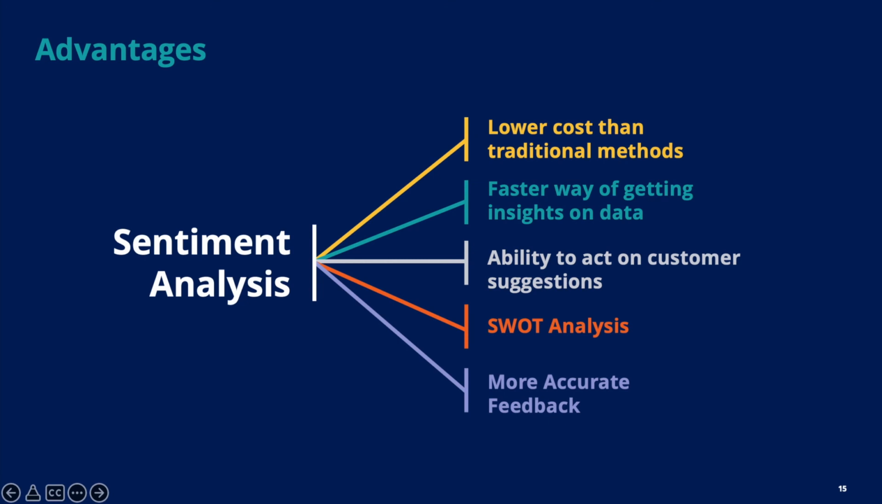These are a few advantages of using sentiment analysis. It has a lower cost than traditional methods. It is a faster way of getting insights on data. The ability to act on customer suggestion increases, and SWOT analysis is faster and it gives us a more accurate feedback. All of this, we understand that sentiment analysis using NLP or machine learning is much faster than humans.